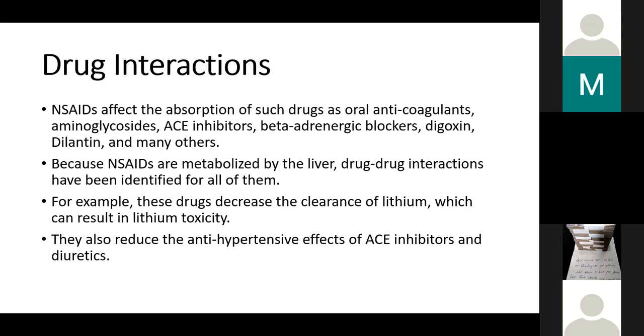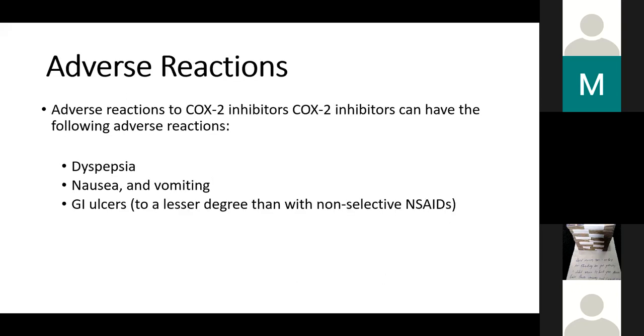Then they are also metabolized by the liver. So if you have medications that affect liver metabolism, then they can also affect them. Then they can also decrease the clearance of some medications. For example, lithium. Lithium is used to treat manic disorders or mental disorders. And then they also reduce the antihypertensive effect of ACE inhibitors and diuretics. So the adverse reactions: dyspepsia, nausea, vomiting, ulcers.